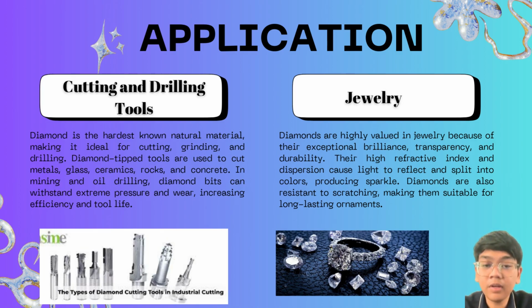On the right, diamonds are used in jewelry. Diamonds are highly valued because of their brilliance, transparency, and sparkle. Their high refractive index and dispersion allow light to reflect and split into colors, creating their famous shine. In addition, diamonds are scratch resistant, which makes them perfect for long-lasting ornaments such as rings and necklaces. So, even though these applications are very different, both rely on the same key properties of diamond, which is hardness, durability, and optical brilliance.